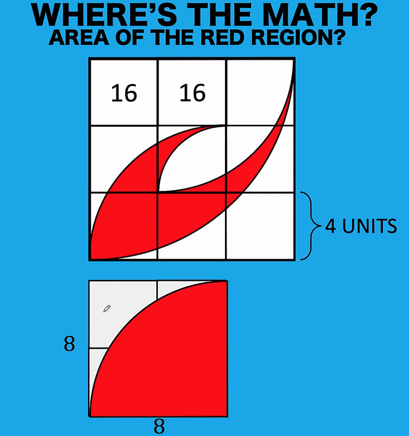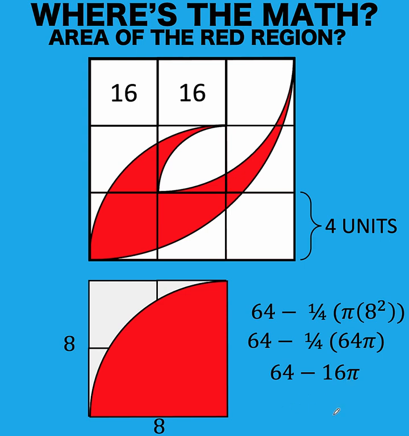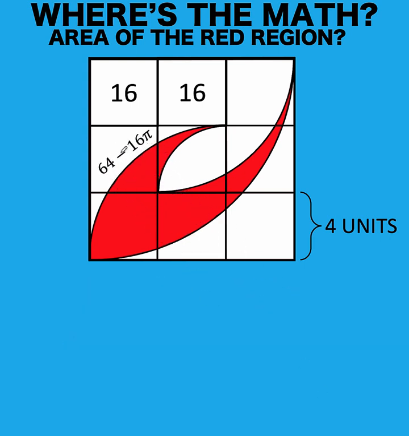So to find out the area of this white space, we subtract the area of the square, which is 64 square units, minus the area of this red quarter circle, which is 1/4 the area of a circle with a radius of 8 units. Simplifying, that becomes 1/4 times 64 pi, and 1/4 of 64 is 16 pi. We copy all the rest. This is now the area of this white region here.